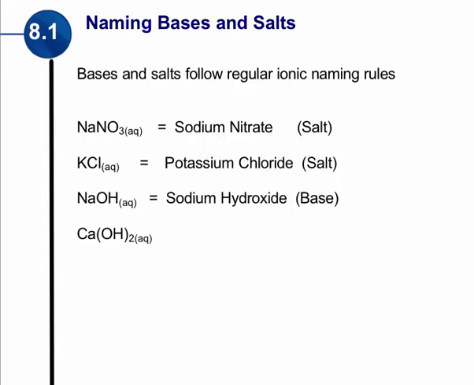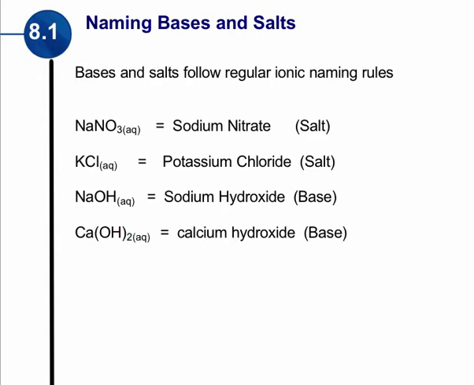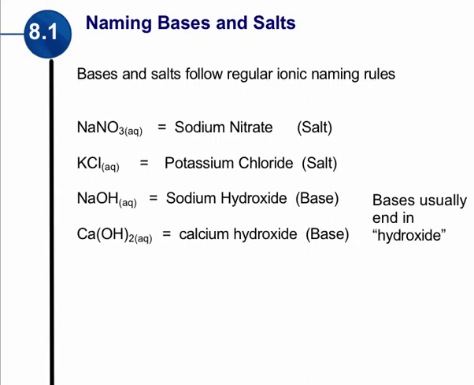Here we have calcium and OH, calcium hydroxide. Again, we have that OH right here, which tells us it's a base. And what we're going to find is that most of our bases are usually going to end in hydroxide. Most of the bases we're going to look at will end in hydroxide because they'll have this OH at the end.